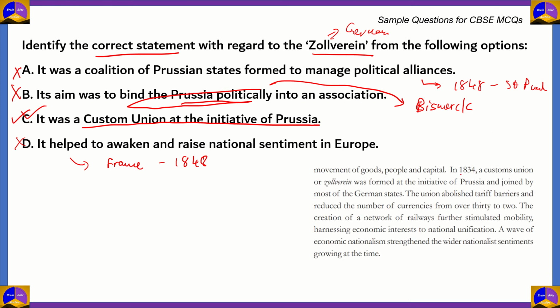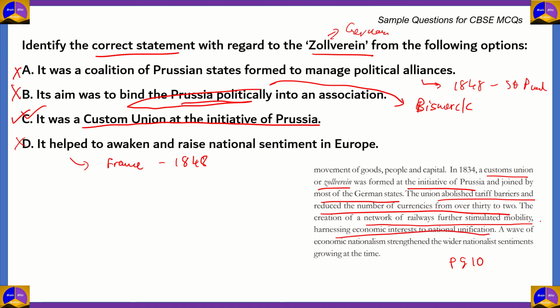So as you can see, this is an extract of page 10 of chapter 1, Nationalism in Europe. So in 1834, Customs Union or Zollverein was formed at the initiative of Prussia and joined by most of the German states. Union abolished tariff barriers and reduced the number of currencies from over 30 to 2. Creation of a network of railways further stimulated mobility, harnessing economic interest to national unification.